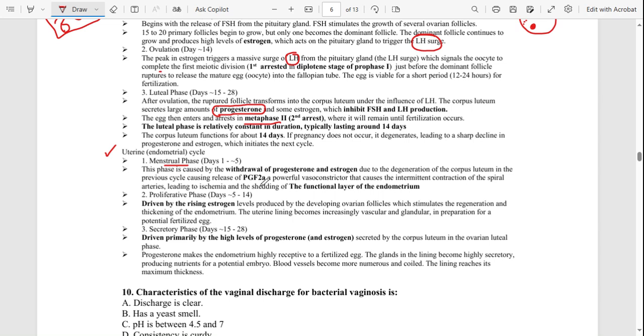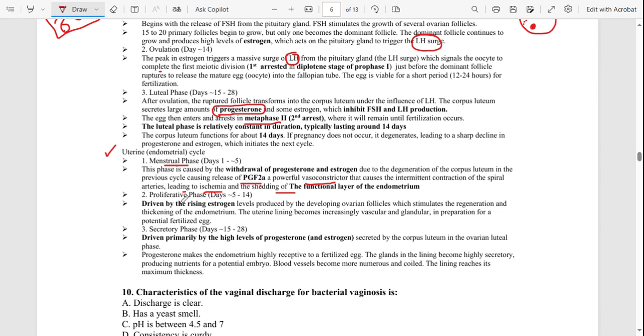When the corpus luteum degenerates, there's going to be release of prostaglandin F2 alpha. And this is a vasoconstrictor. If it constricts, it means there's going to be no blood supply to the endometrium, and that causes ischemia and the shedding off of the functional layer. It's only the functional layer because the basal layer remains.